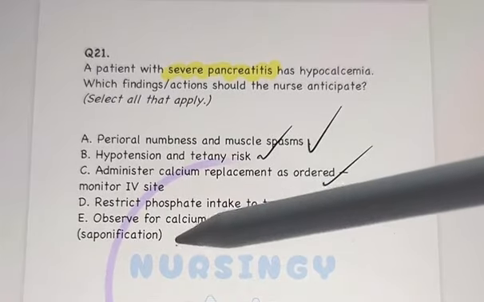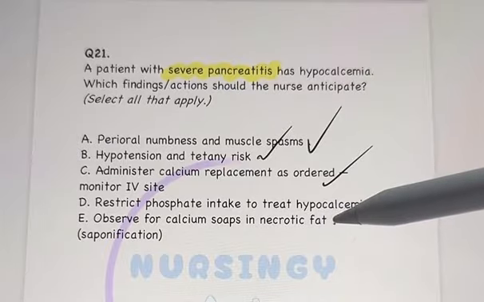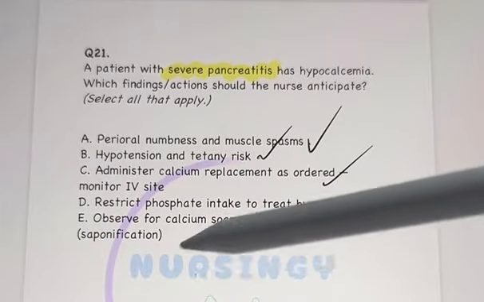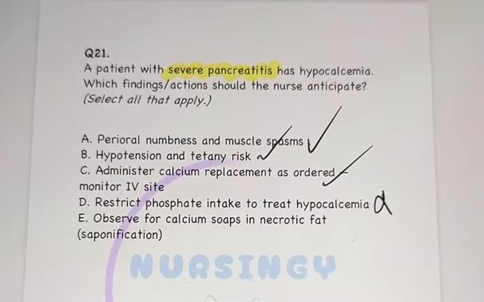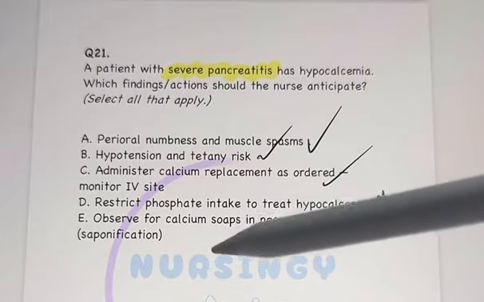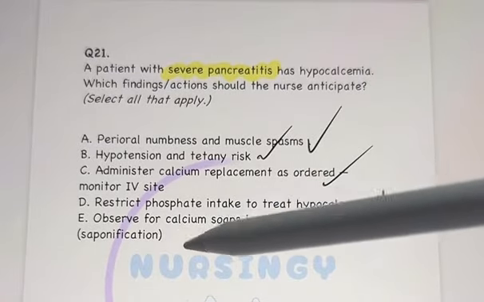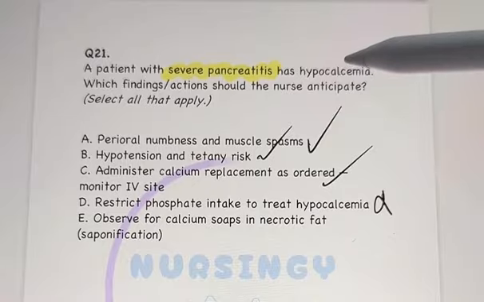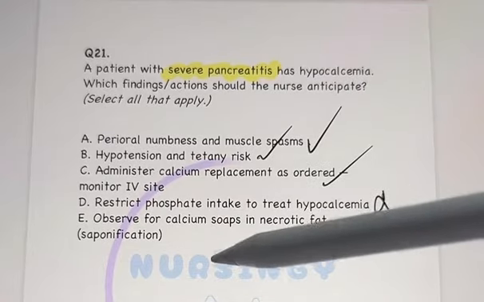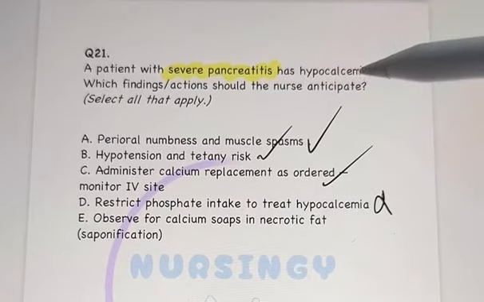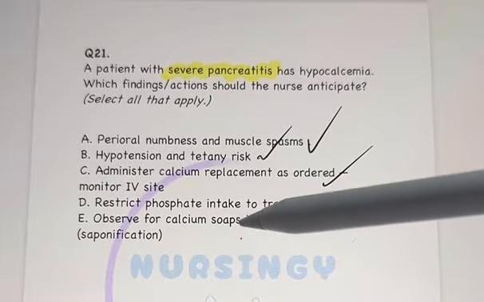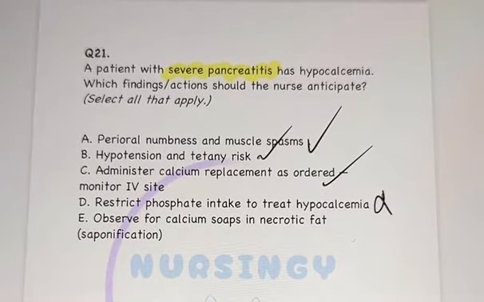Observe for calcium soap in necrotic fat. This is the actual process, this is the underlying cause that is causing the hypocalcemia. This is the reason behind the whole situation. So we need to worry about calcium soap, that is saponification. So E is correct.